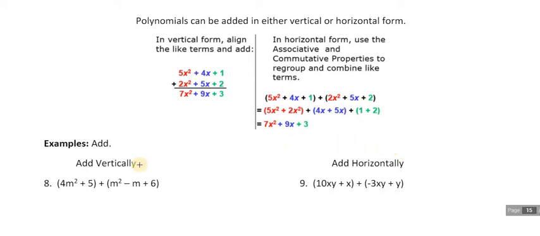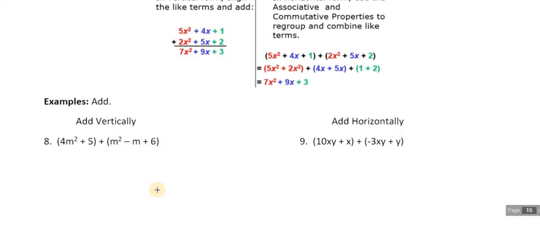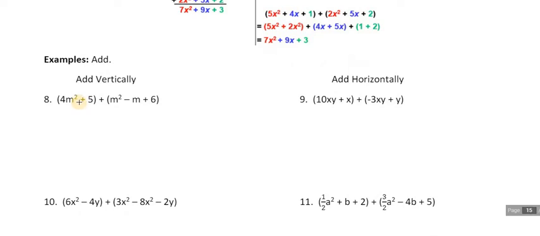Now, we can either add vertically or we can add horizontally. We'll do both methods. I personally prefer adding horizontally, just rearranging, putting like terms next to each other. Adding vertically, you've got to make sure you line up all of your like terms and leave some spaces for potentially some missing terms. So in number 8, we've got 4m squared plus 5 plus m squared minus m plus 6.